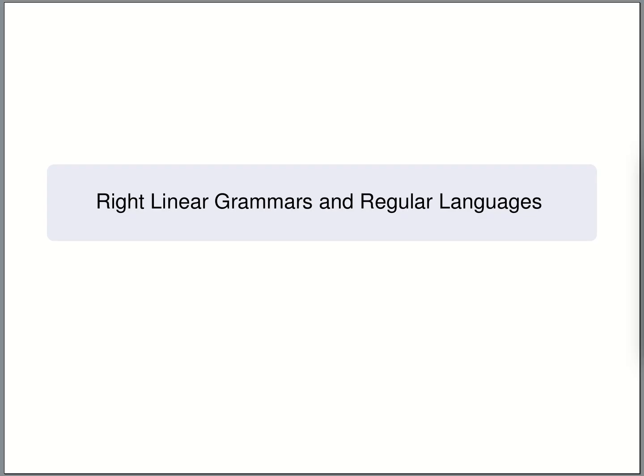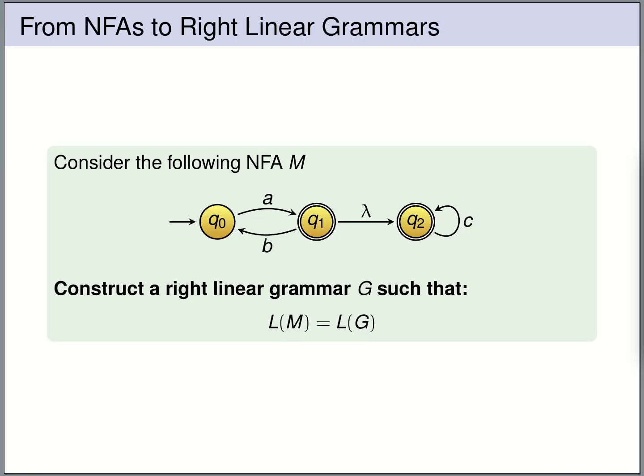So we will see now that right linear grammars give rise to precisely the regular languages. So let's take the non-deterministic automaton given on this slide, and let's try to make an equivalent right linear grammar. So a grammar that generates the language accepted by this automaton.